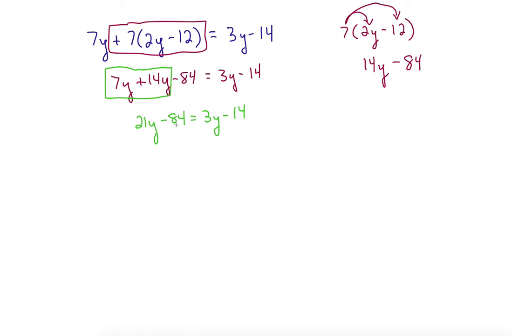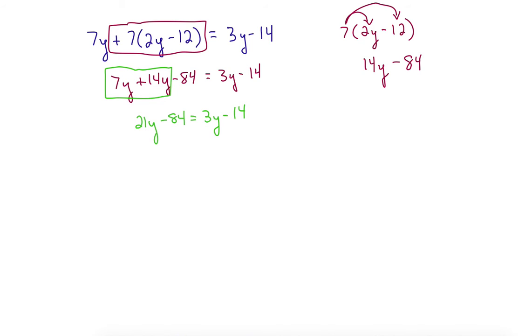Now we have to get to the part where we're going to take all of the variable terms and put them on one side and all the constant terms and put them on the other. So I like to make my variable terms positive when I can. It's not always possible, but that's what I prefer to do. But it really doesn't matter. I can choose any side to have my variables.